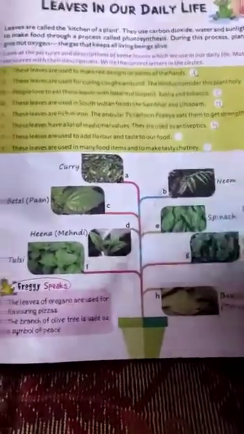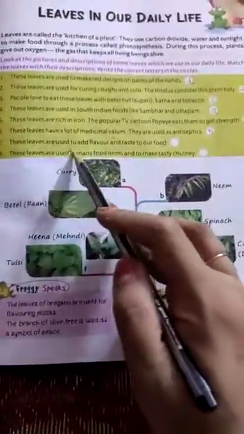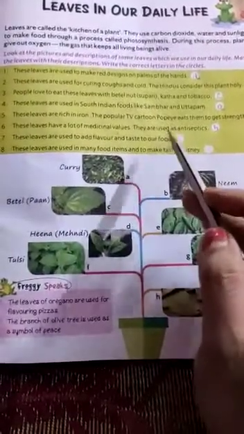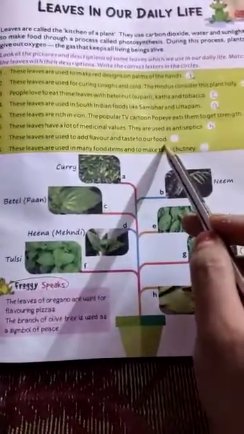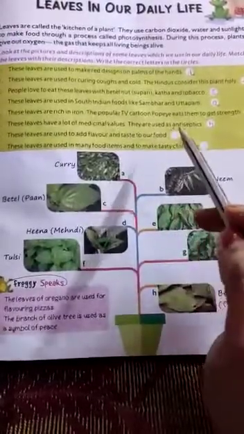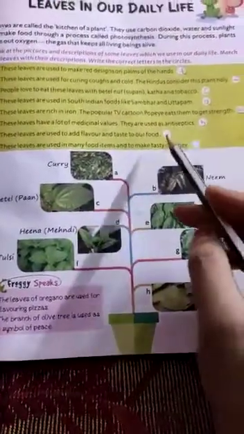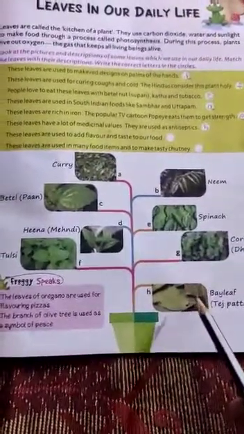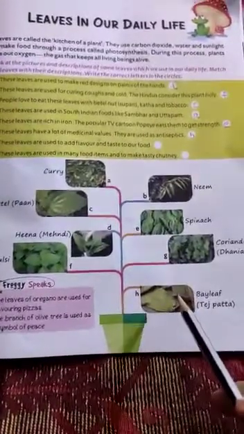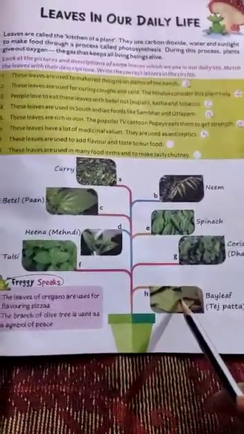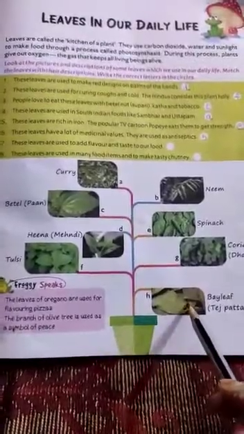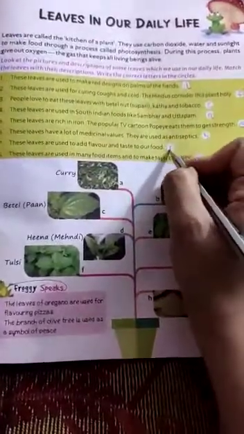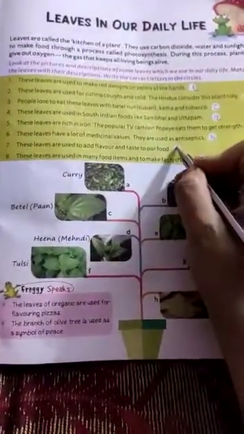Okay. Now, these leaves are used to add flavor and taste to our food. Students, you all have seen that whenever your mother cooks food or is preparing veg curry for you, she puts some tadka along with this leaf, and this leaf is called bay leaf or tej patta in Hindi. It's a kind of spice. So we put this leaf in our veg curries. So here we will write H.